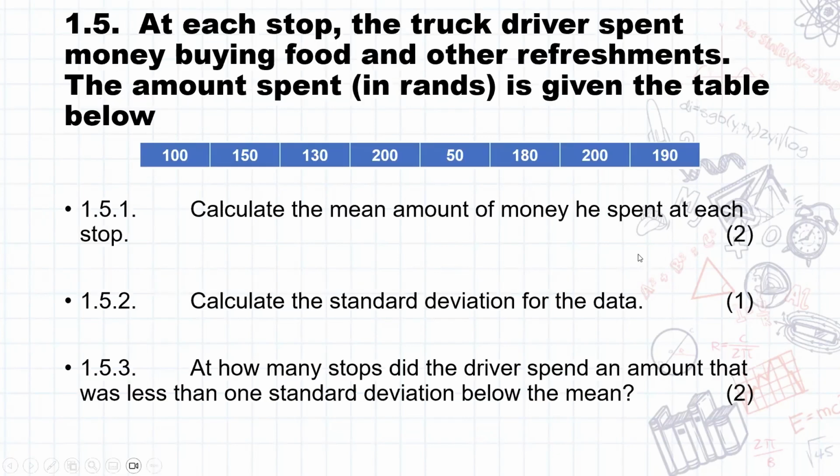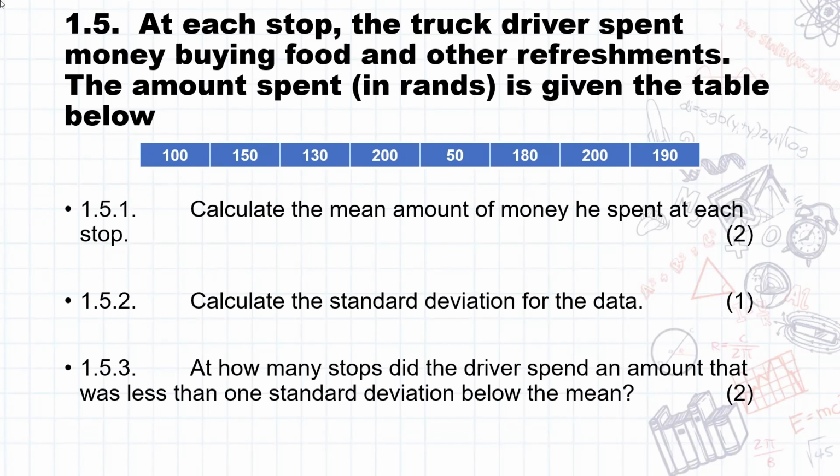Okay, now at each stop, the truck driver spent some money buying food and other refreshments. These are the amounts spent in rands, and they are given in this one row table over here. So now this is just a basic, normal univariate stats setup for this, okay?